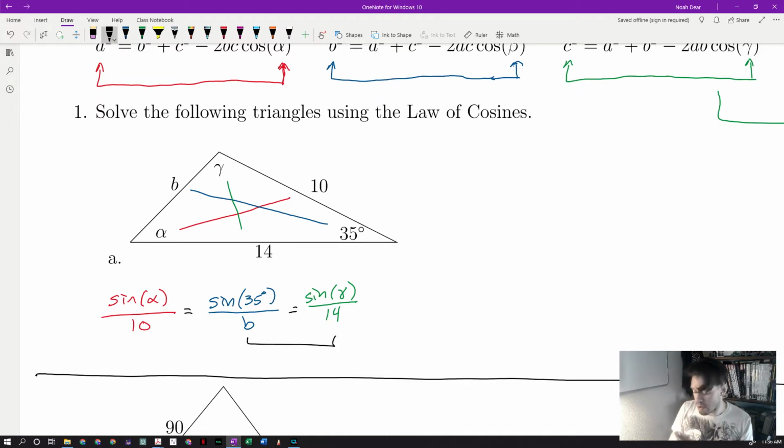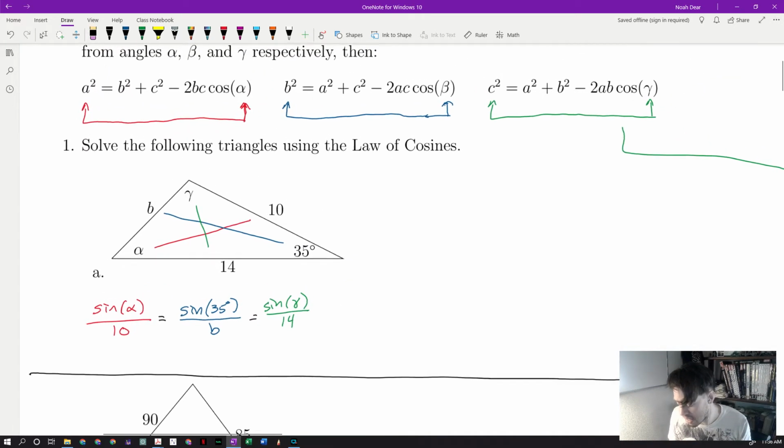I could take the second and third equations, set those equal to each other, but again I have two variables, the b and the gamma. So in that case I wouldn't be able to solve for either of those variables either. Finally, I could take the first and the third equation, sine of alpha over 10 equals sine of gamma over 14. Here we have alpha and gamma as two different variables, so there wouldn't be any way for us to isolate either without the other variable still being in play. So it's not going to be directly helpful for us to try and use the law of sines here.